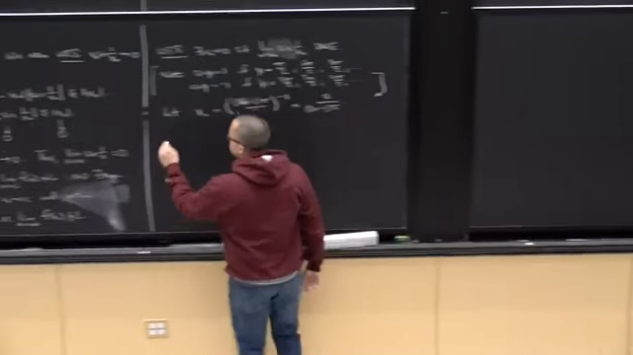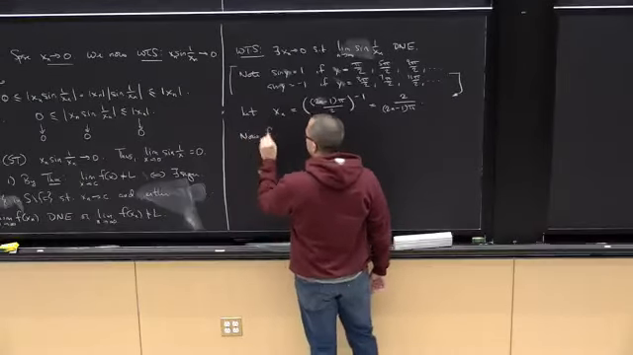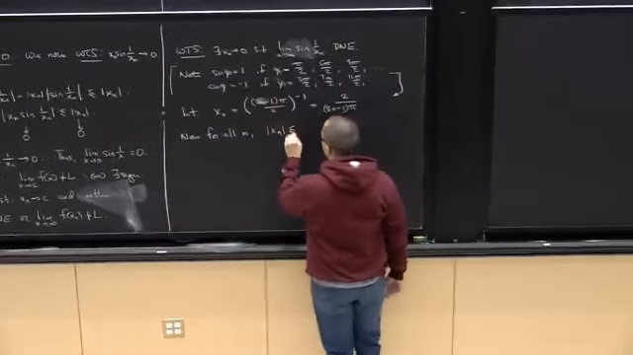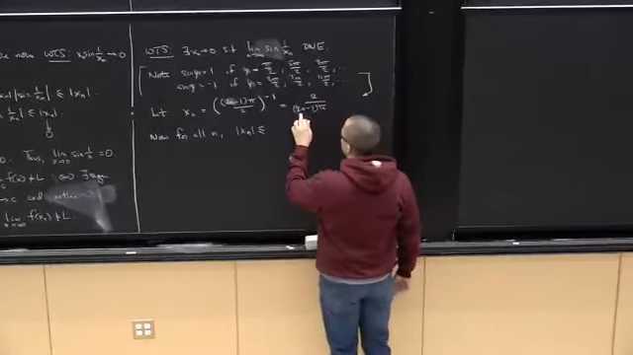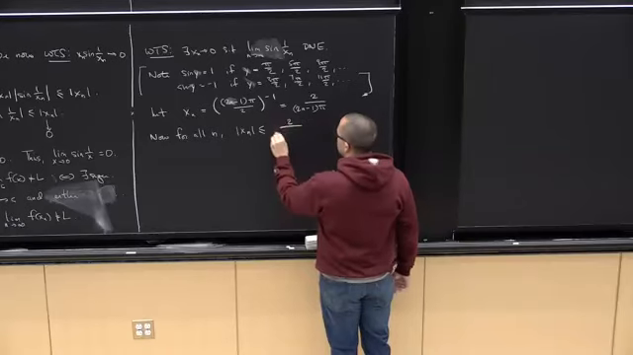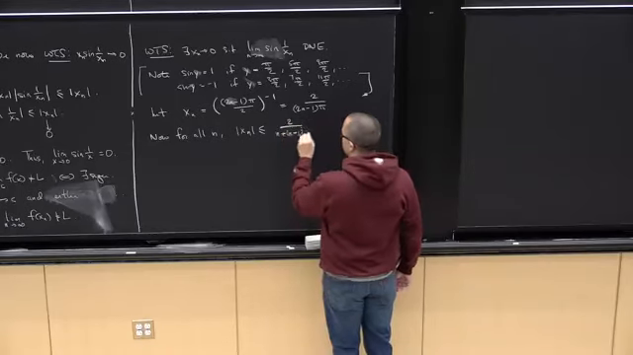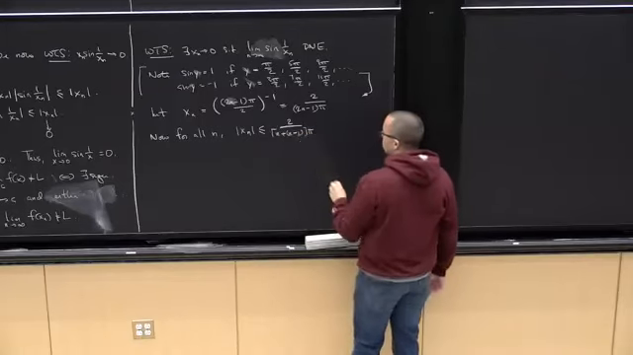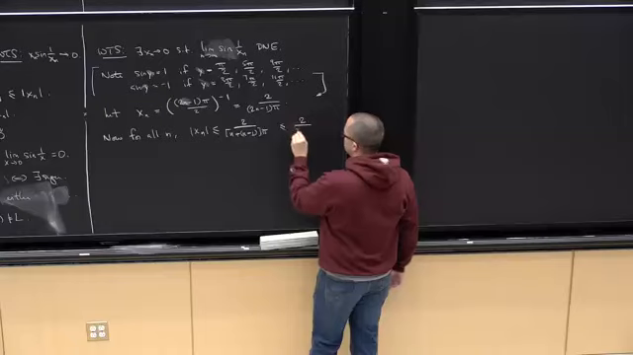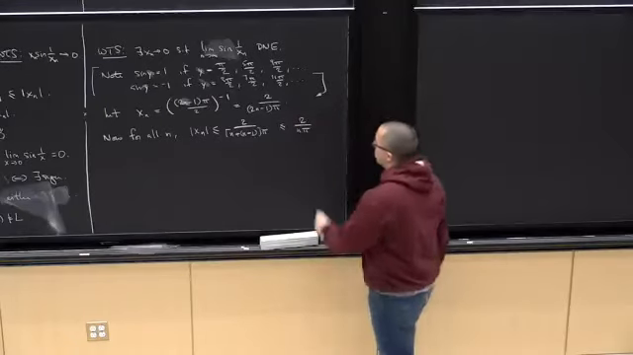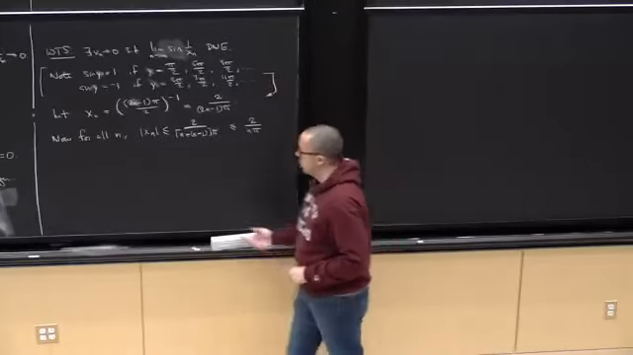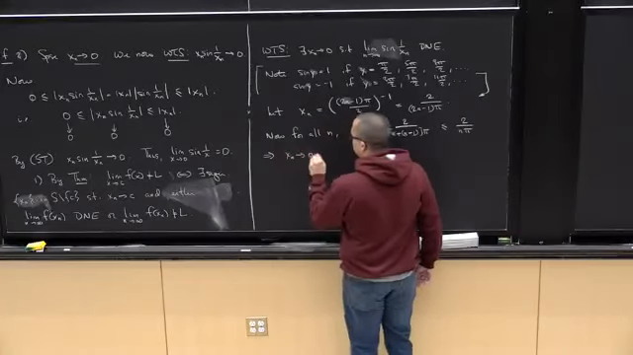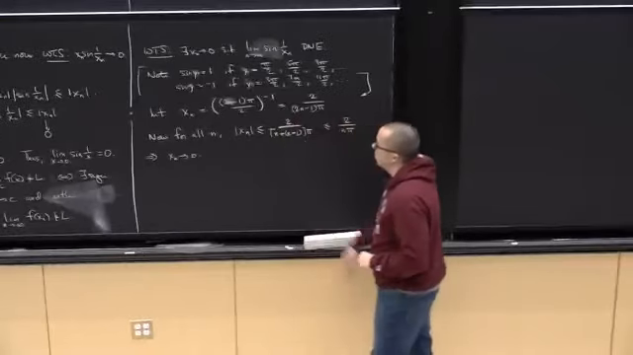Now note, for all n, x_n is less than or equal to, I can write this as 2 over n plus (n minus 1) pi. And since n is bigger than or equal to 1, this is always bigger than or equal to 0, so this is less than or equal to 2 over n pi. And this goes to 0, so that shows by the squeeze theorem that this sequence I've defined here converges to 0.